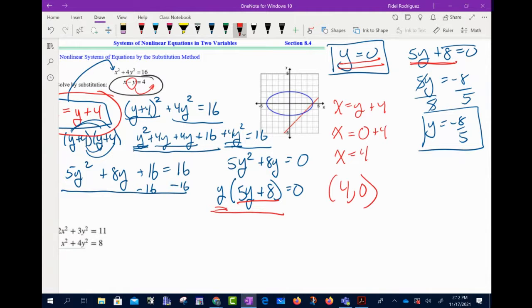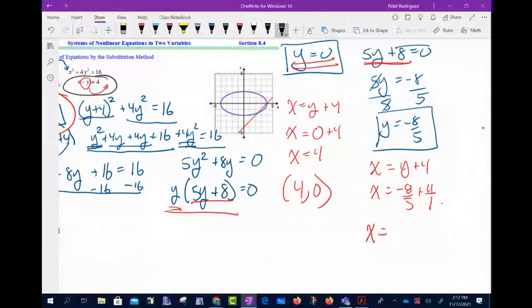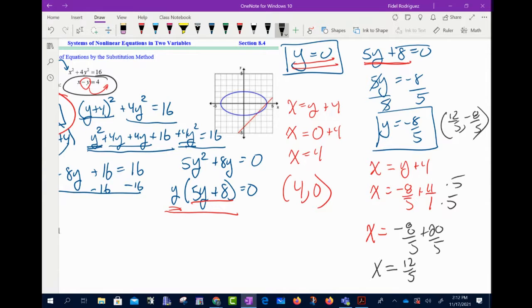Okay. I'm going to do the same thing over here. Look, x equals y plus 4. But I know that y is negative 8 over 5. I'm going to think of this as 4 over 1. Okay. Question, between 5 and 1, what's my common denominator? 5. So right here, y'all, we're going to multiply this one by 5 and this one by 5. So that's negative 8 over 5 plus 20 over 5. X is equal to, what is that, 12 over 5? Okay. So then my other solution is 12 over 5 and negative 8 over 5.